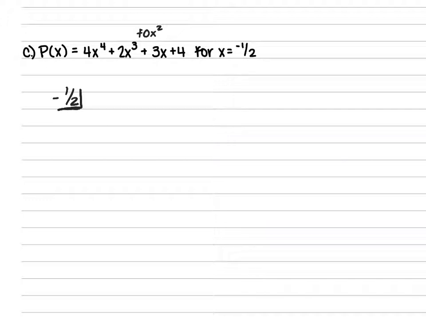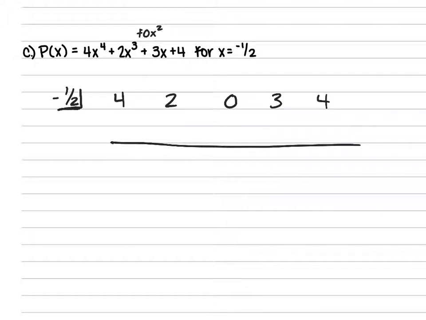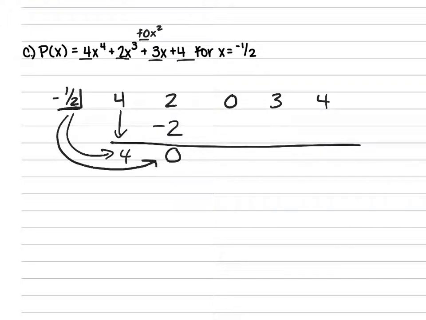All right, so let's do our numbers. What numbers am I writing? 4, 2, 0, 3, 4. And again, those numbers are coming from right here. 4, 2, 0, 3, 4. Bring down. And now what? Okay, negative 1/2 times 4 is negative 2. 2 plus negative 2 is 0. 0 times negative 1/2 is 0. That was nice. 0 plus 0 is 0.